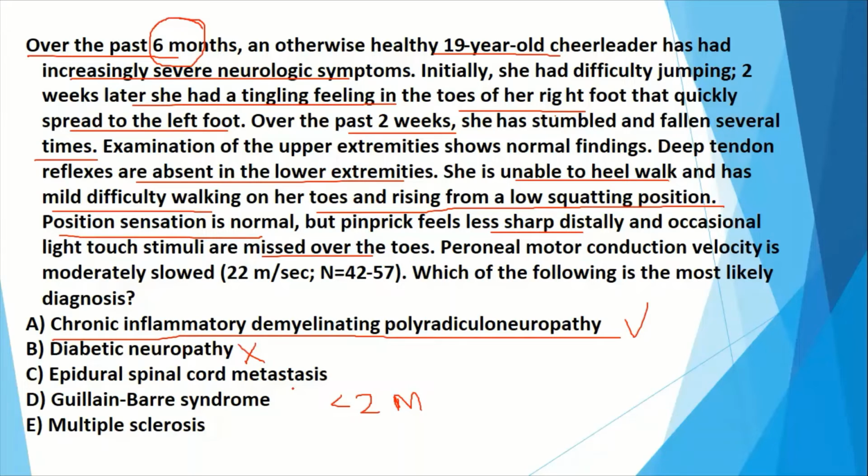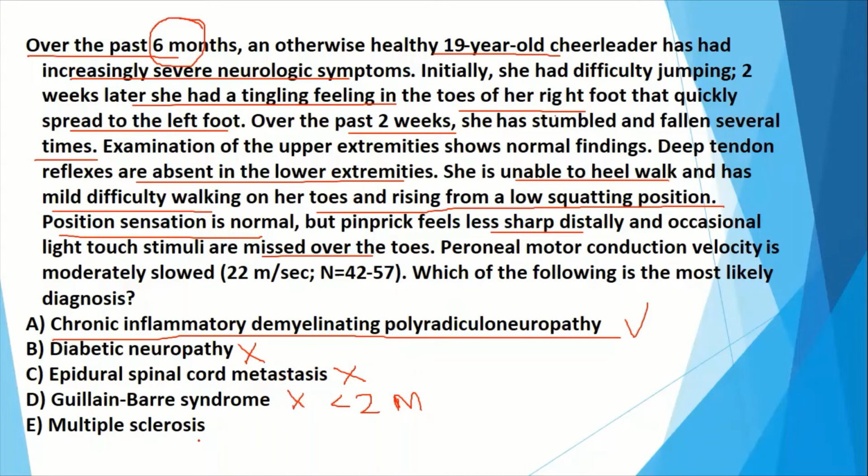Epidural spinal cord metastasis. So this option would be in the case where the patient is having some kind of malignancy, and that malignancy has metastasized to the vertebral column, and then that metastasis is going to compress the spinal cord, and because of the compression, the patient is having some neurological manifestation. So this patient is quite fine and quite healthy. She is not having any malignancy. So this is going to be a wrong option. And GBS, I explained that the duration is greater than 2 months, so it is not the right option here.